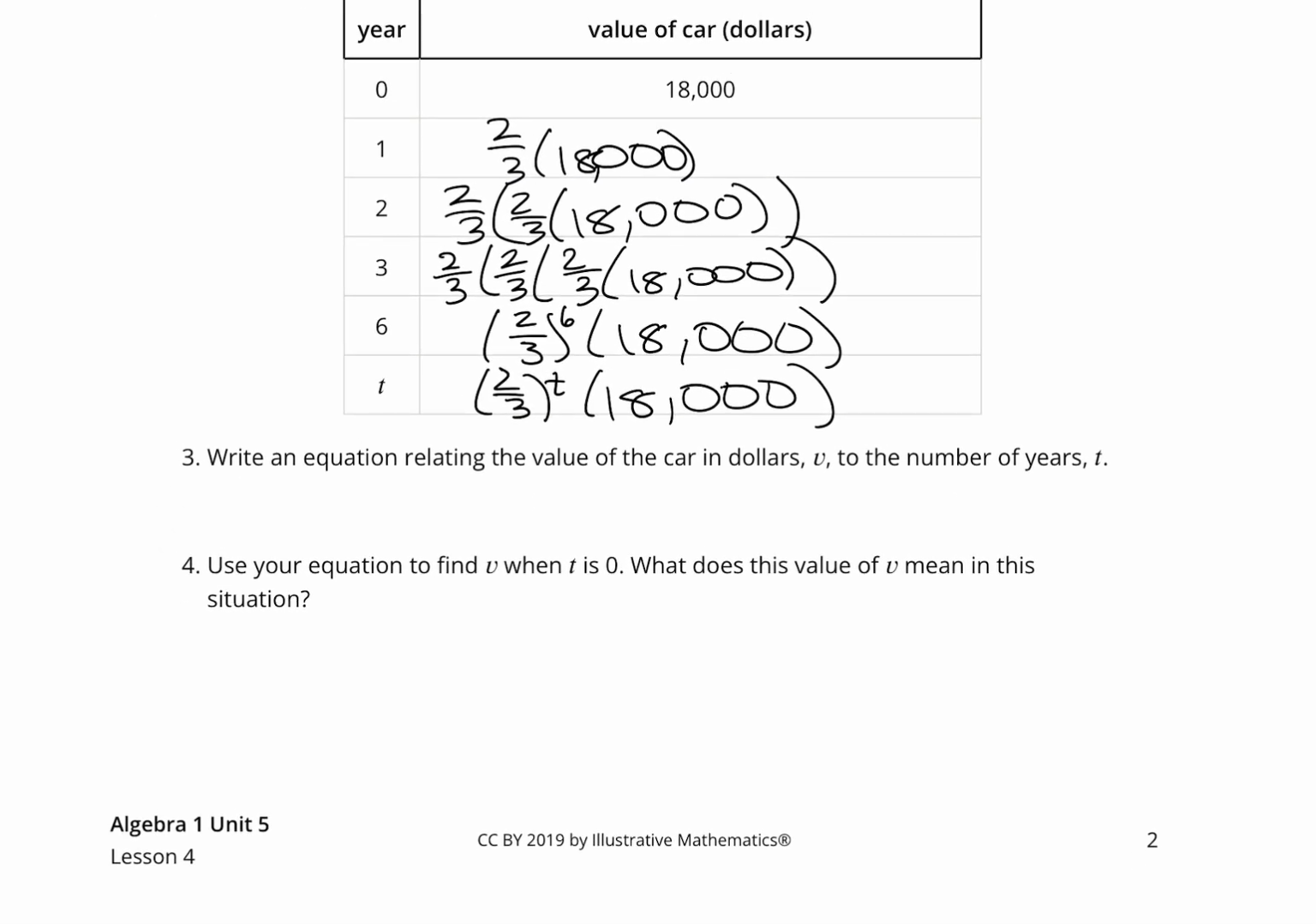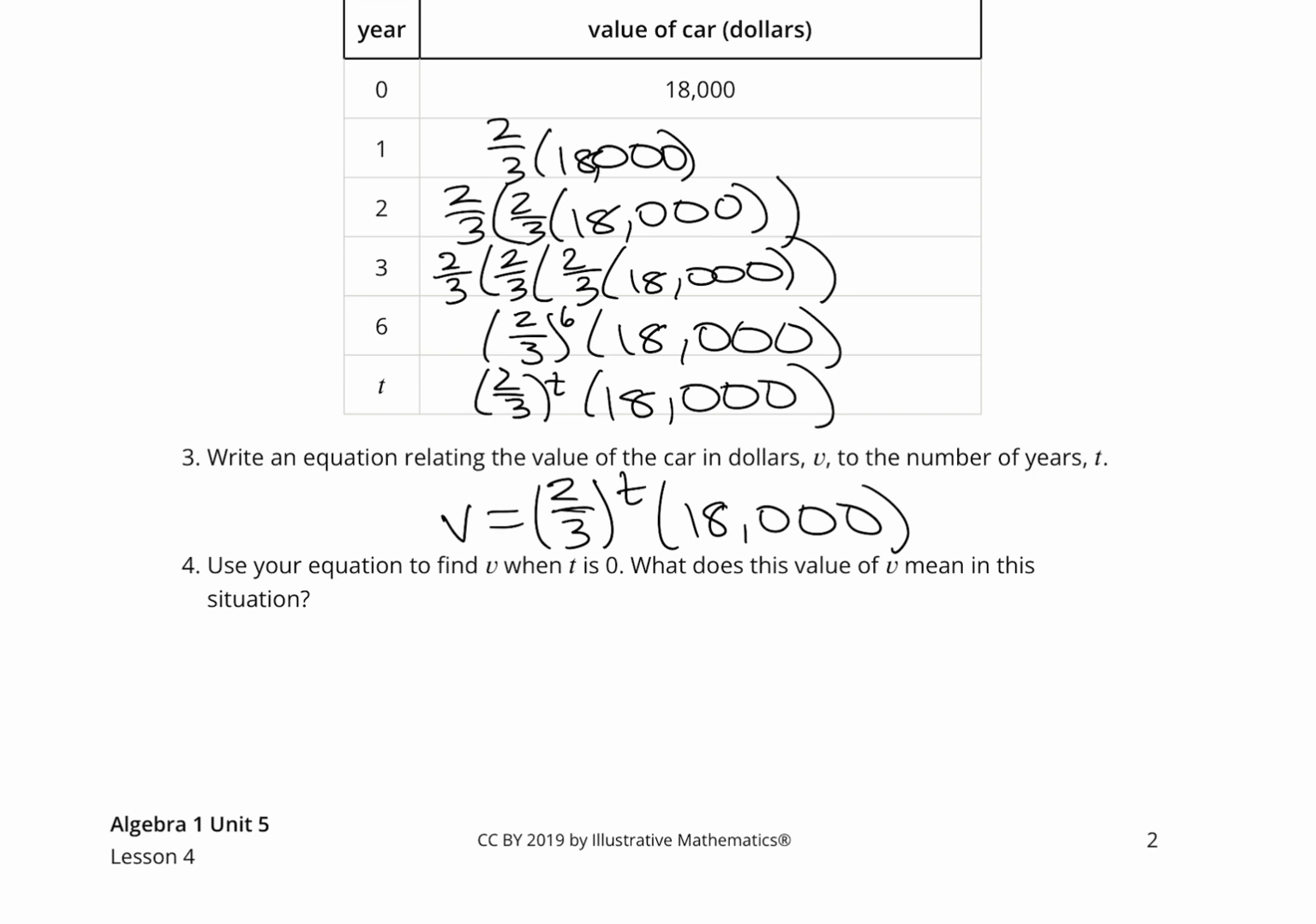Part 3, write an equation relating the value of the car in dollars V to the number of years t. So we're just going to use this expression that we just came up with here as the value of the car after t years. So I'm just going to set that expression equal to V because it tells me to use V as the value of the car. So V equals 2/3 to the power of t times 18,000. And that equation relates the value of the car, V, to the number of years, t.